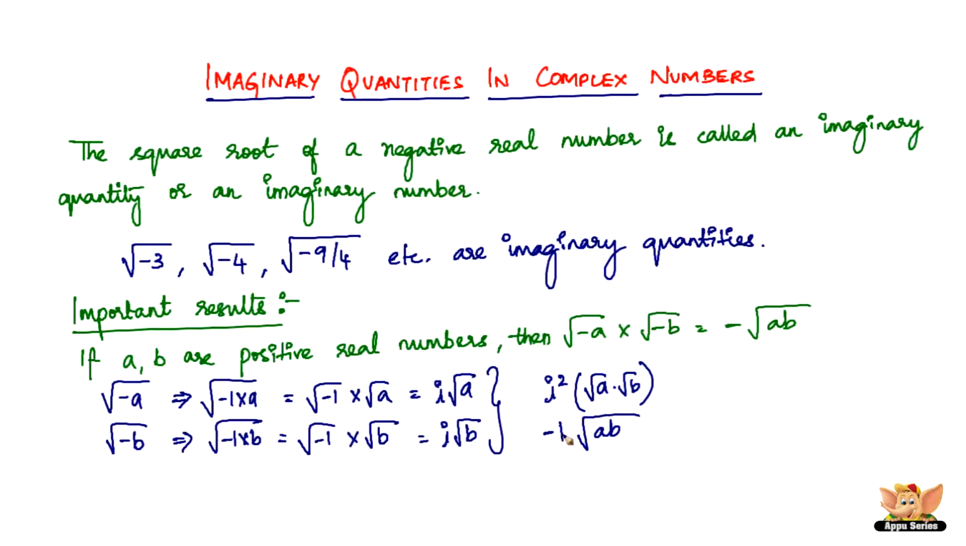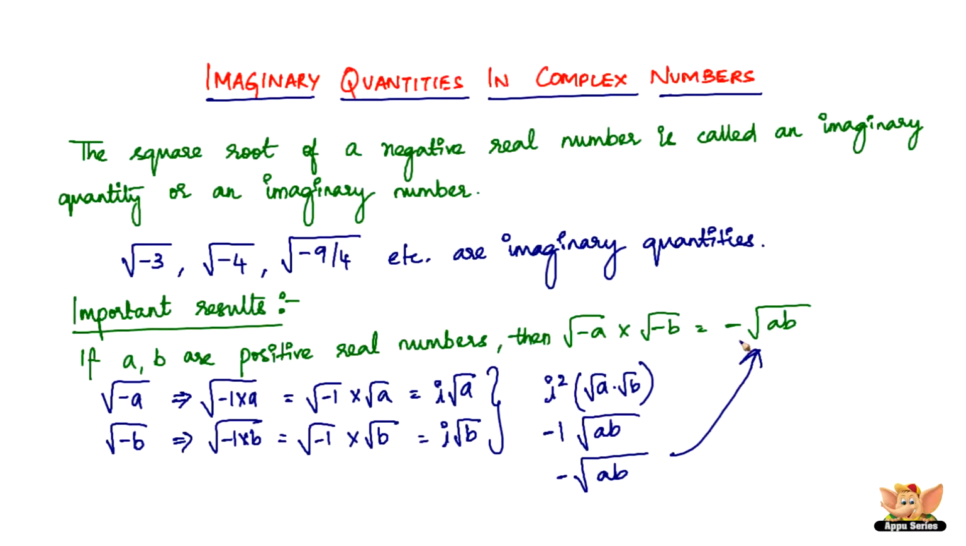Alright, so -1 is nothing but negative, so negative into square root of ab. So that's how this is here. So do remember that square root of -a into square root of -b is equal to negative of square root of a into b. That's the result.